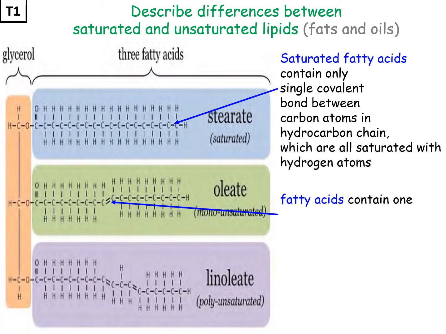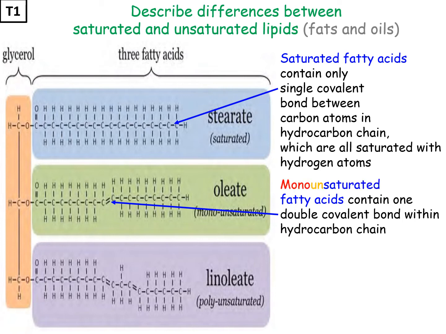In the middle example, you've got fatty acids that contain one double covalent bond within the hydrocarbon chain. So this is a monounsaturated fatty acid, because it's mono, as it contains one double covalent bond, and it's unsaturated because there is a double covalent bond. In other words, there are not 100% single covalent bonds. There is one double covalent bond. So because it's double covalent, it's unsaturated, and because there's only one of them, it's monounsaturated.